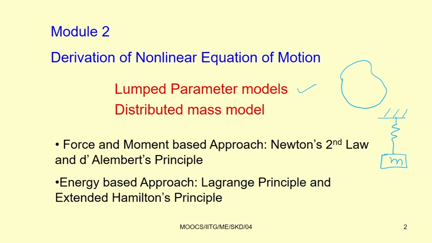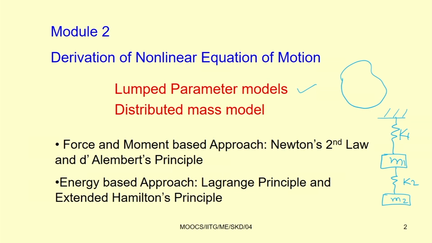If you put another mass, it can be a 2 degrees of freedom system. So, this is M1, this is M2, and this is K1 and this is K2. So, you have a 2 degrees of freedom system. Similarly, by adding more masses and springs or dampers, the number of degrees of freedom will increase and you can have a lumped parameter model.